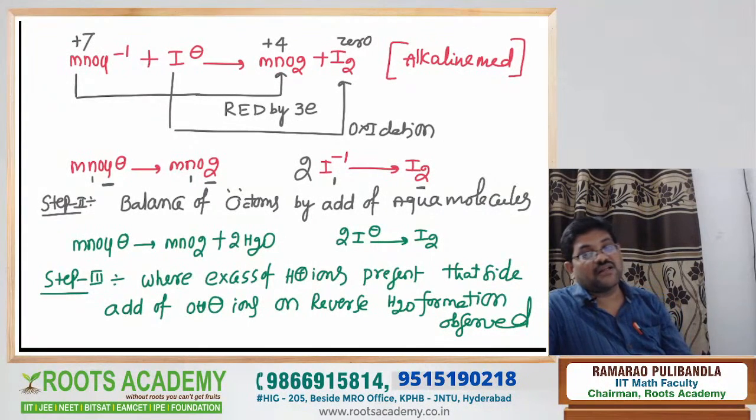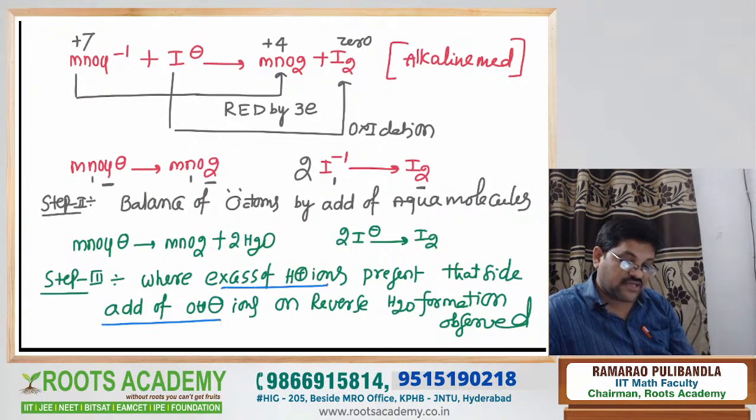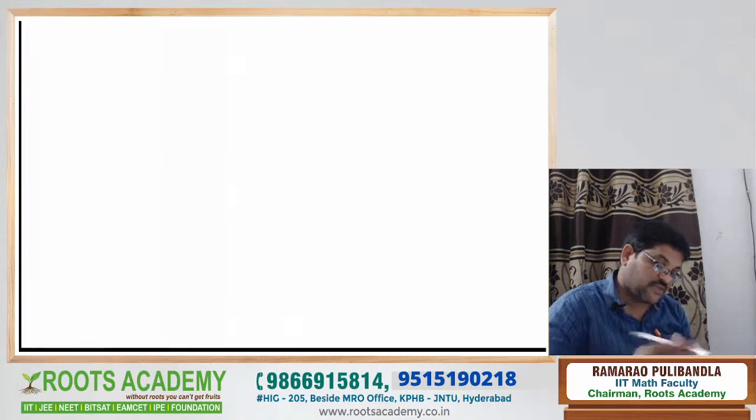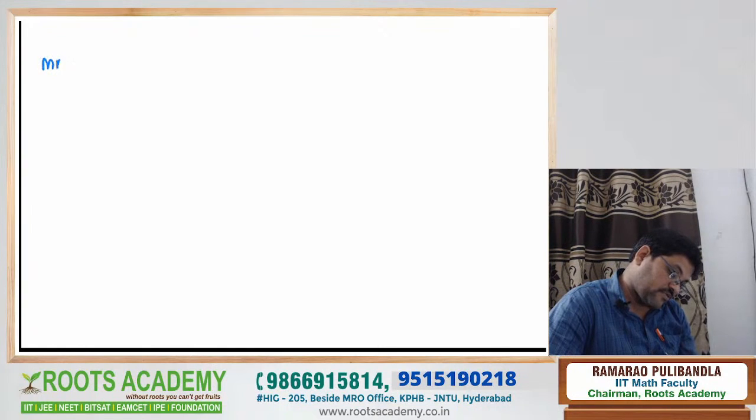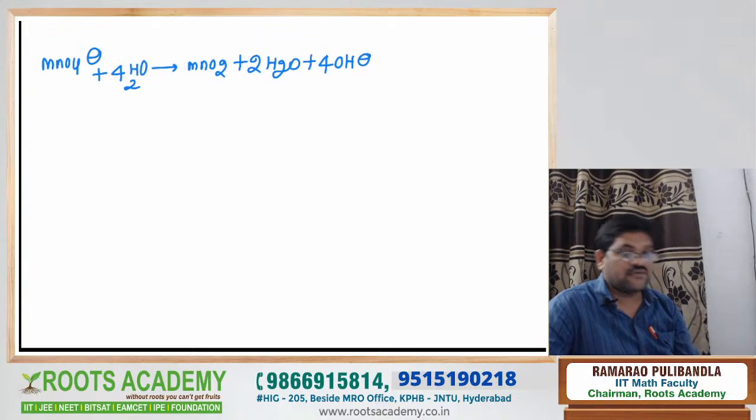Step 3, repeat once again, online students. Where excess H plus ions are present, that side add OH minus ions. On the reverse, H2O formation is observed. That means in step 3 you write MnO4 minus gives rise to MnO2 plus 2H2O. Here 4H plus ions are there. That's why we add 4OH minus ions. On the reverse, 4H2O formation is observed. That's the simple logic.